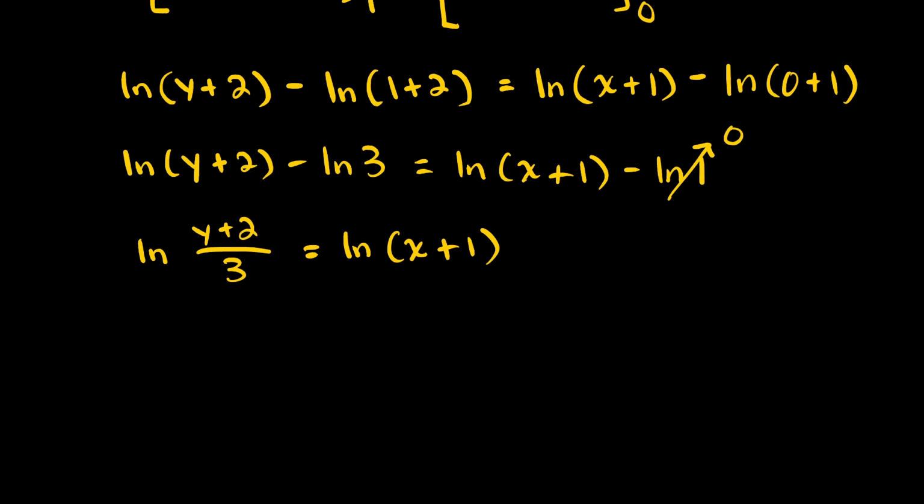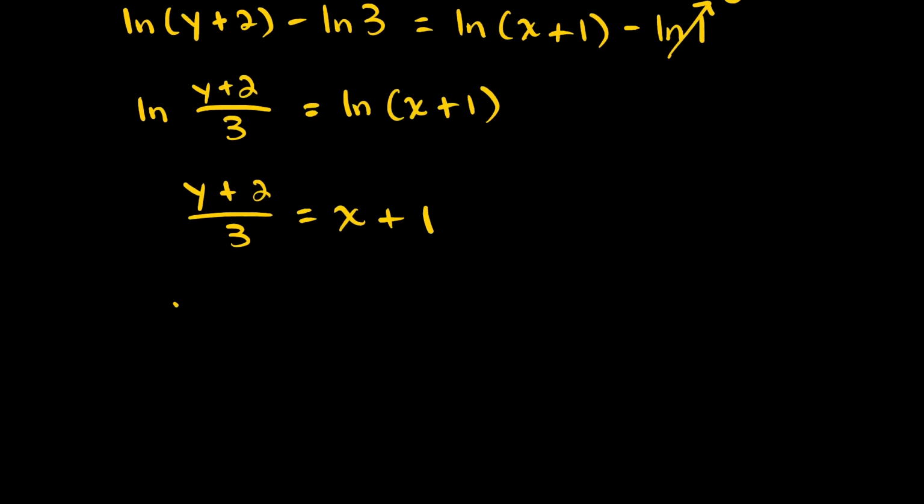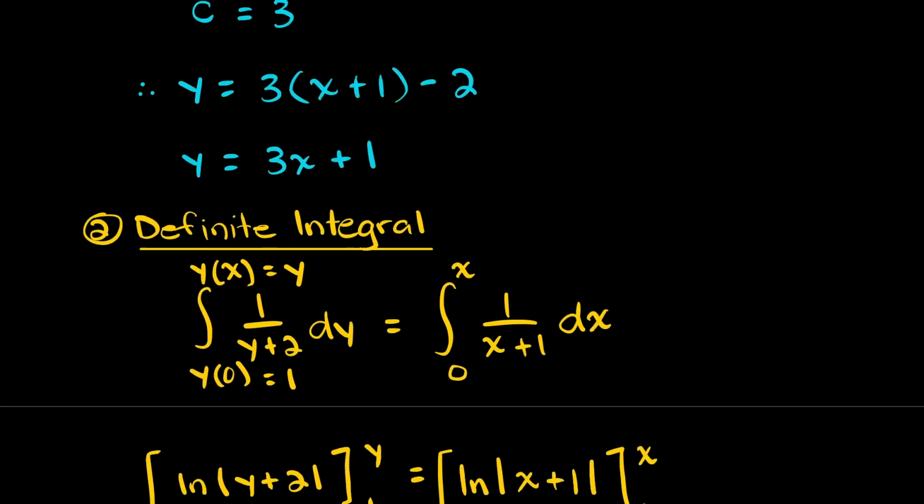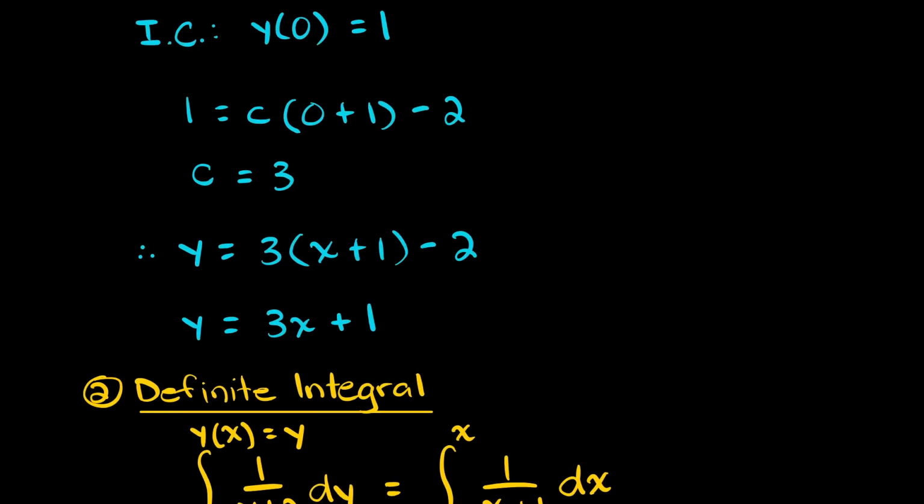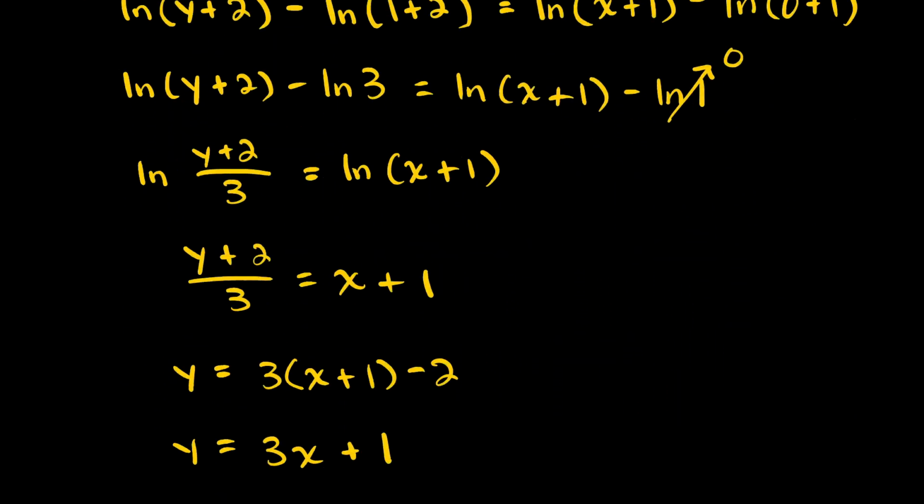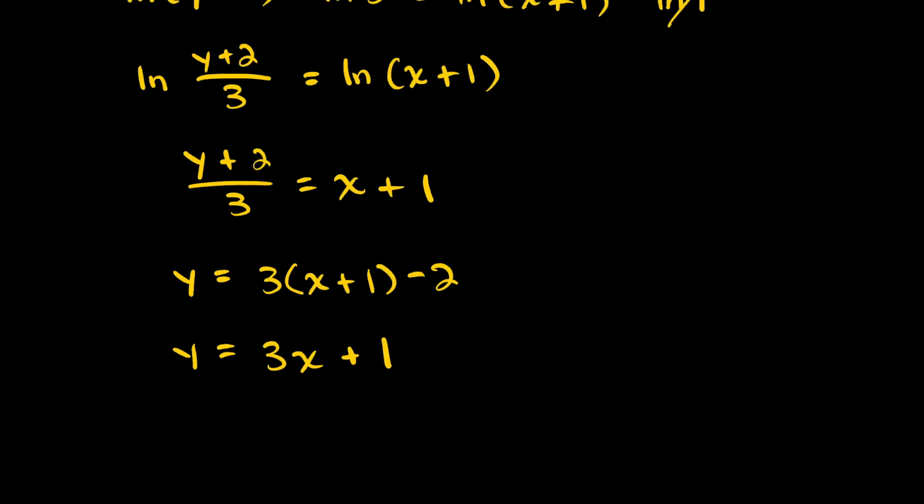Now take both sides with a base of e. So we're getting rid of the natural logarithm. And like before, solving for y, we get back the same result that we got with the indefinite integral approach, y equals 3x plus 1. With the definite integral, we got back to y equals 3x plus 1. So it depends on which one you prefer, which method might be easier for you, but in the end, we get the same result.